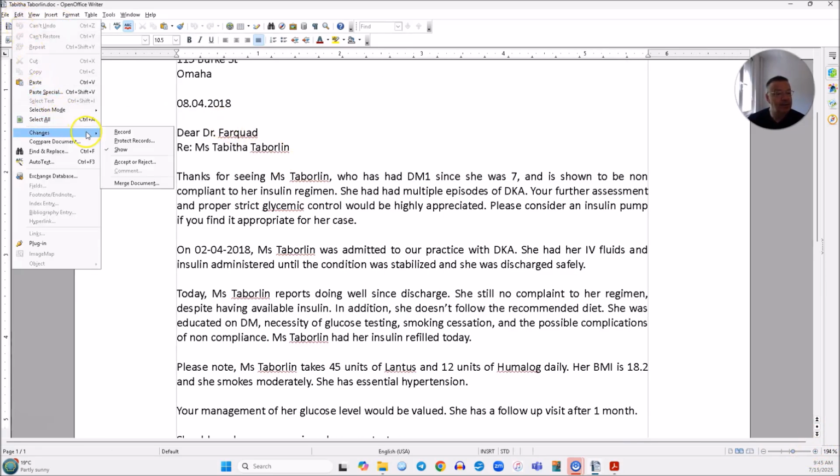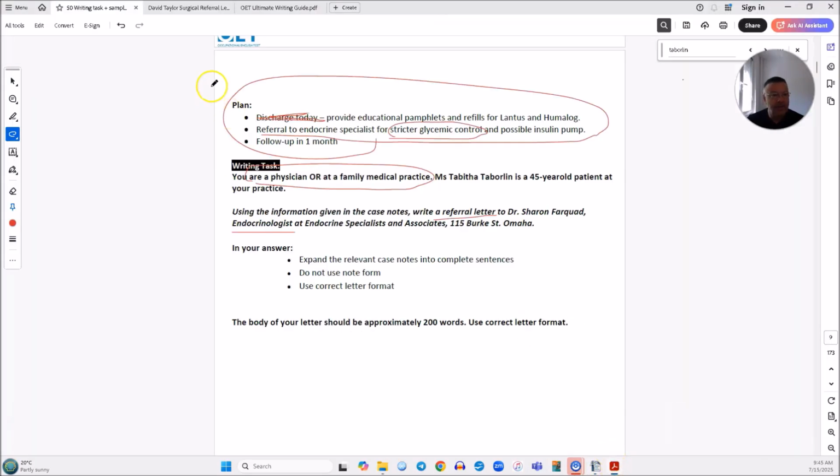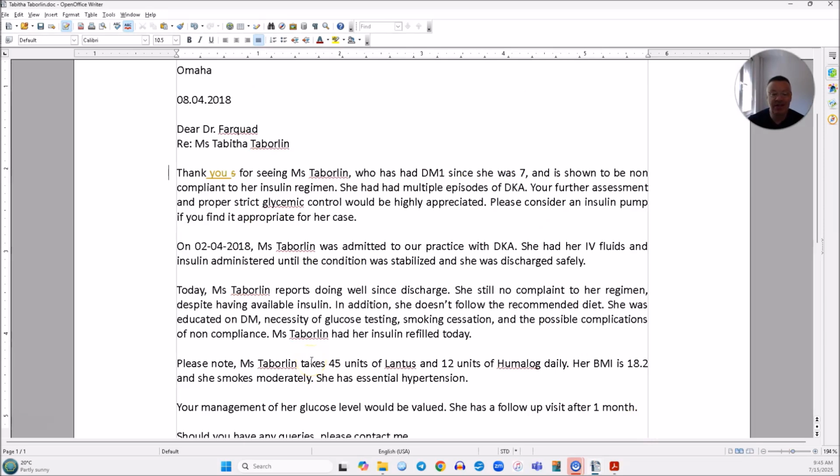Right, so thanks. You mean thank you, if you use that, but I would always use what you are writing. What are you writing to me for? What is it? Referral to endocrinology. So you could say, I'm writing to request your assessment and so on. Non-compliant, she has had, present perfect, DKA. So what you've got is 1, 2, 3, 4 sentences.